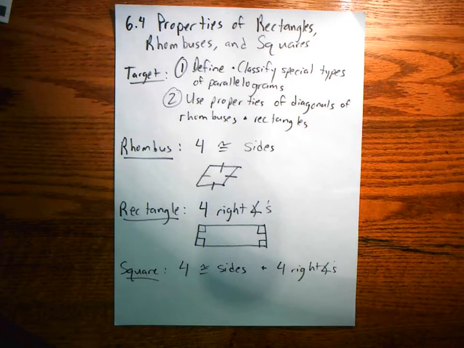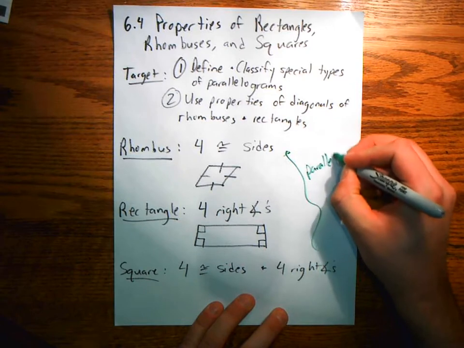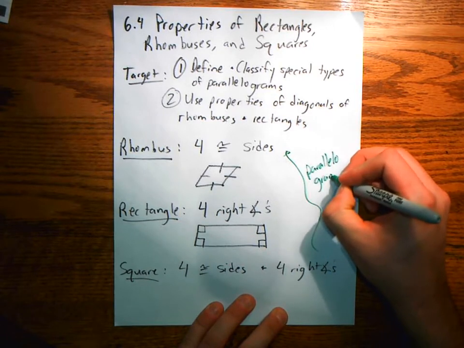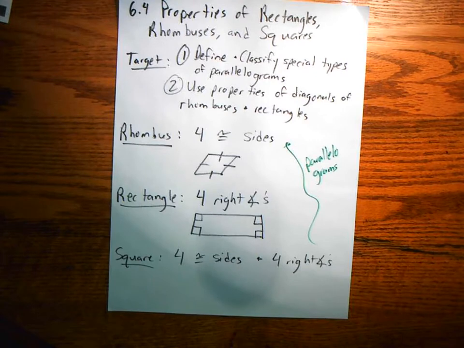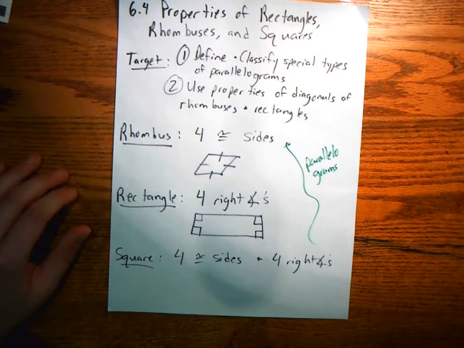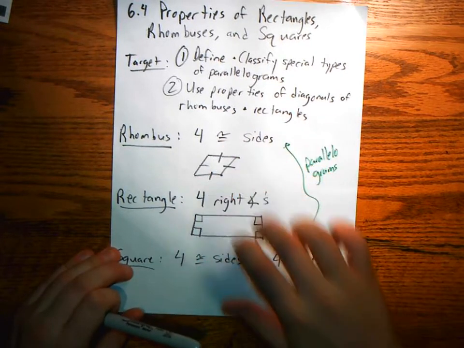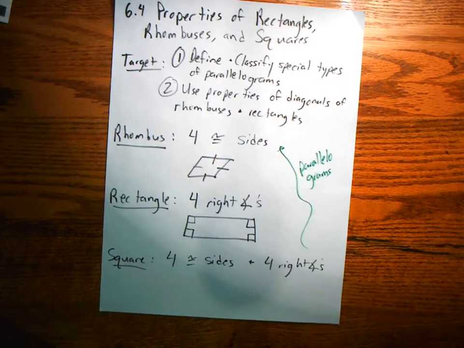All three of these shapes, rectangles, rhombuses, and squares, are all parallelograms. So they all have the exact same characteristics of parallelograms, and that means that the opposite sides are congruent, opposite angles are congruent, and consecutive angles are supplementary, and also the diagonals bisect each other. But a little bit more specifically, a rhombus is a parallelogram that has all four sides congruent. So instead of just the opposites being congruent, now all four of them are congruent to each other.